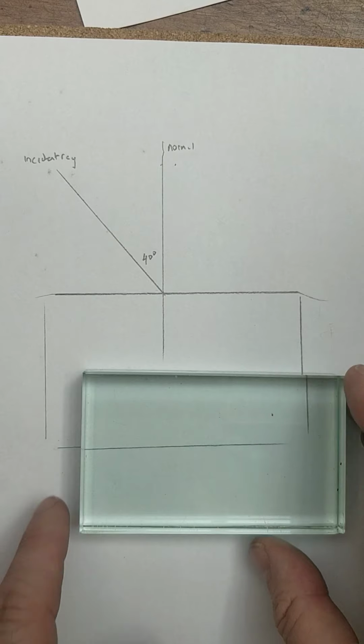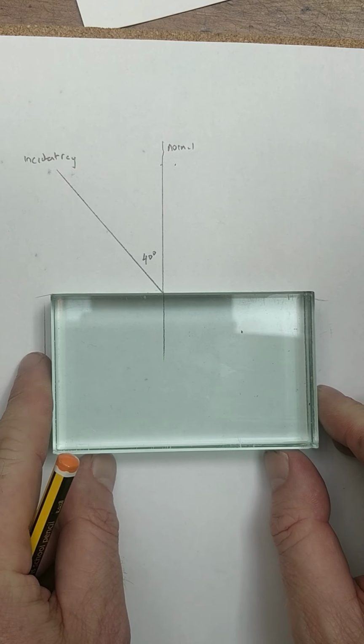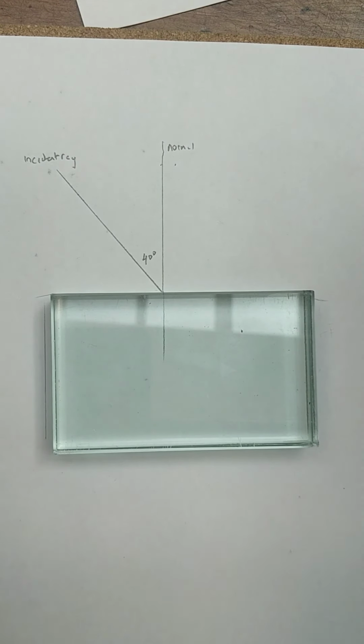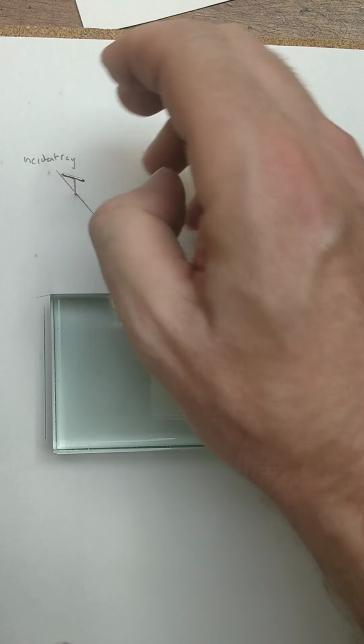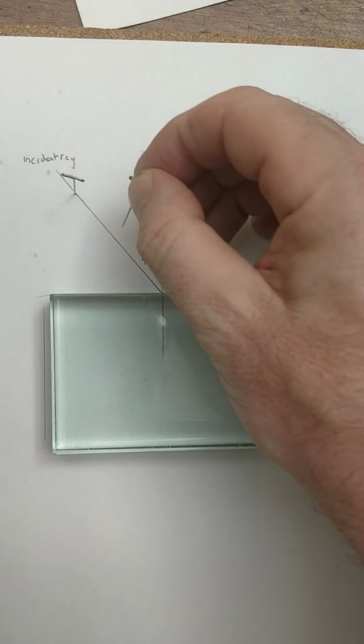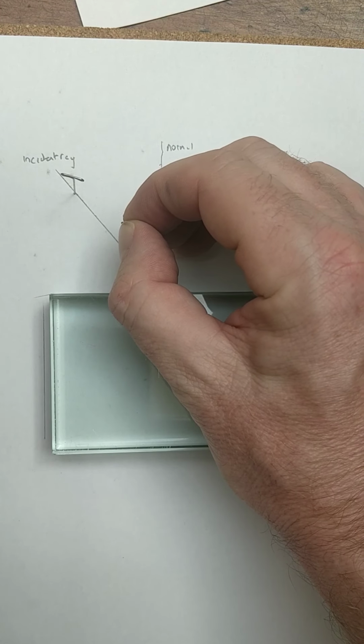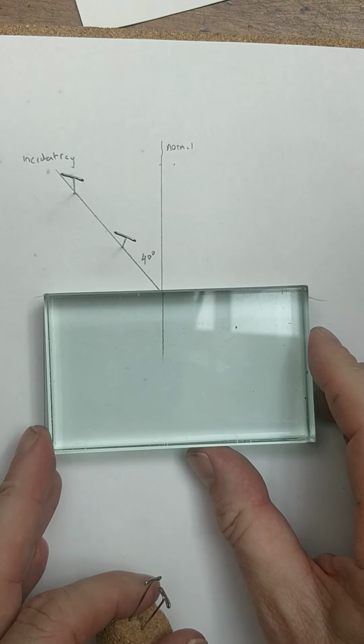Okay, so we now need to find the angle of refraction, so we place the block back on there again. We get our pins. So when you're explaining this, you just say using pins. You put your 2 pins on the incident ray like that.